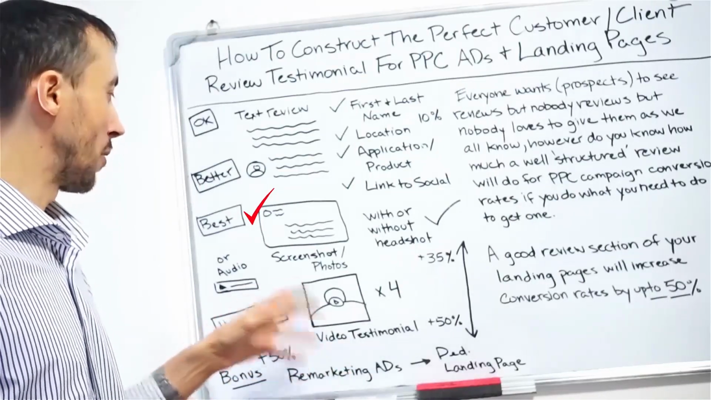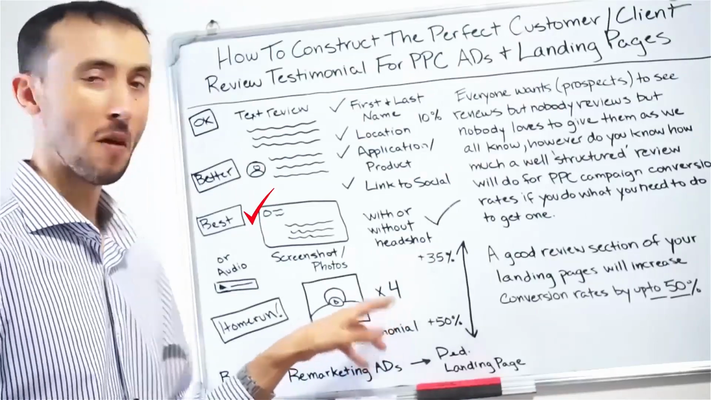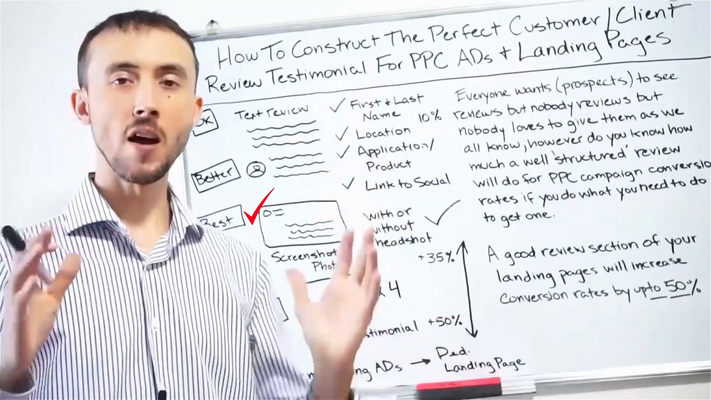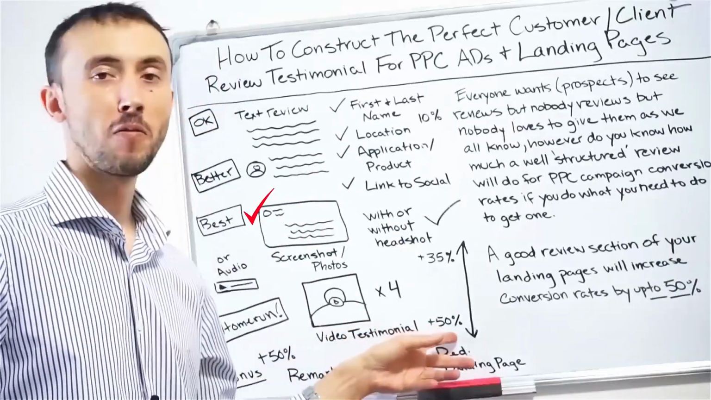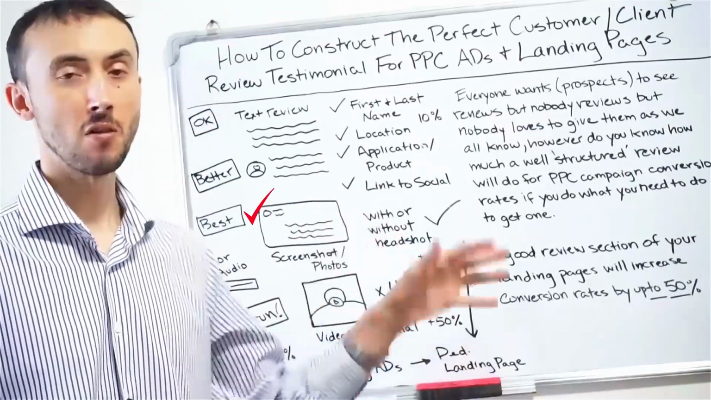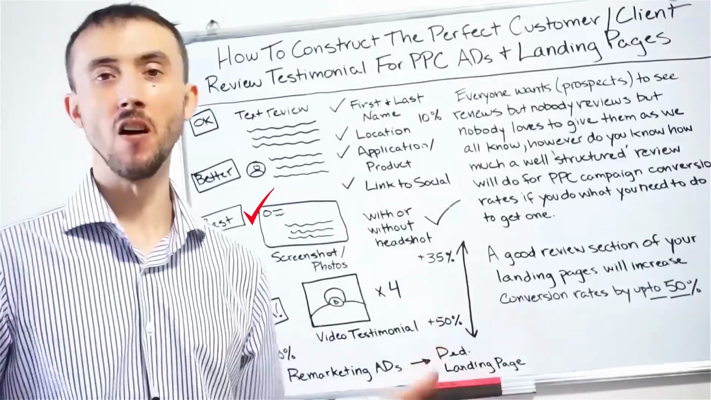And then with the video testimonial, I'll generally have at least 4. If you have 4 and you kind of have them in a grid pattern on your page, you'll get closer to a 50% increase off of 0 testimonials and then going to that. Why? Because that's the most believable of all.